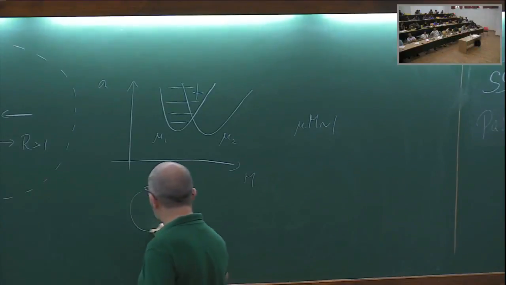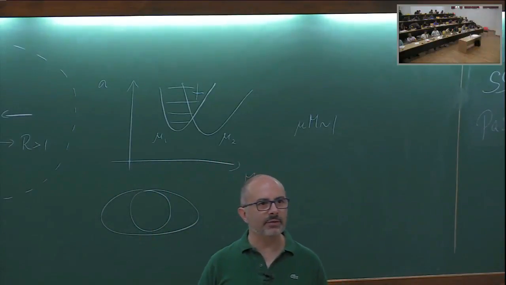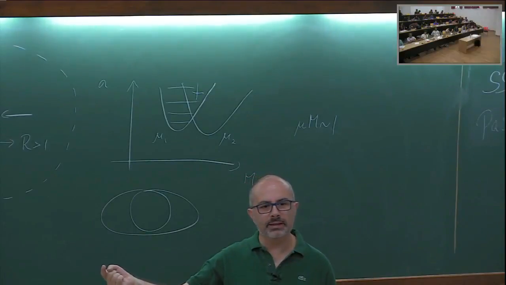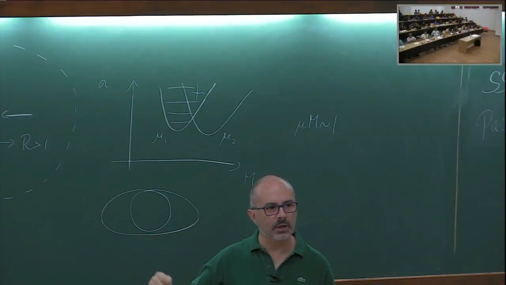You have a black hole, you have the ergo region. The ergo region is characterized, if you remember what I wrote down on the blackboard the other day, by g_tt changing sign, roughly speaking. So what this means is that inside the ergo region, you can have particles with negative energy.